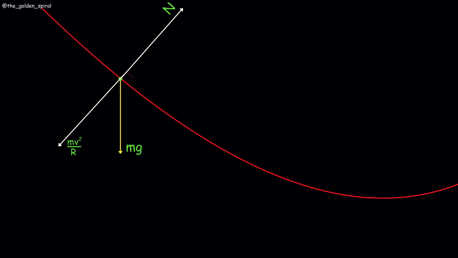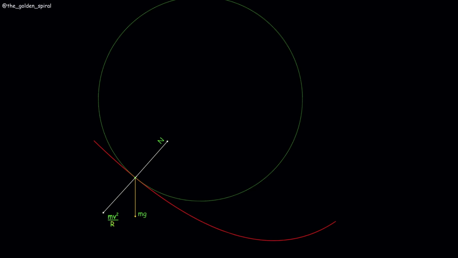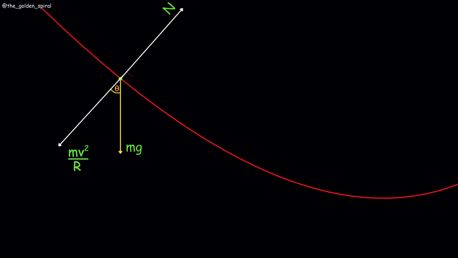And what this r is here, it's the instantaneous radius of a circle at a particular point on this curve, which is formally called the osculating circle. We're going to calculate this radius very soon, but for now, we can resolve this mg into 2 components. One is tangential to this curve, which is responsible for the motion along this curve, and the other component, perpendicular to it, is opposite to the normal force.